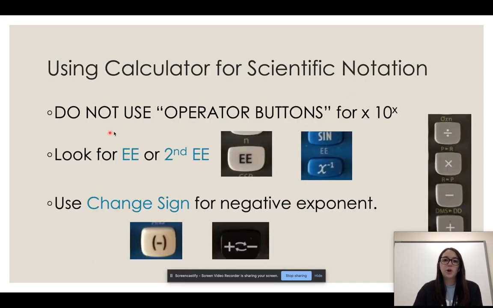Never use your operator buttons for times 10 to the x. What I mean by operator buttons is these buttons here. You're never going to write x here. You're not going to use these buttons as your function buttons. You're always going to look for EE or second EE like I talked about. And when you have a negative exponent, you're always going to use the change sign to denote that. You will not use the subtraction sign. It will cause an error in your calculator, so it's extremely important that you use the change sign, not the minus sign.